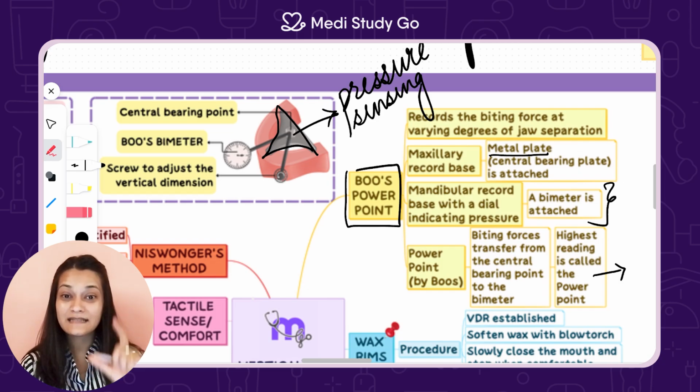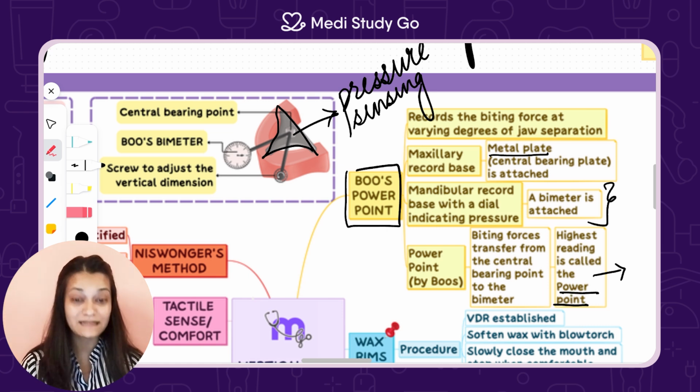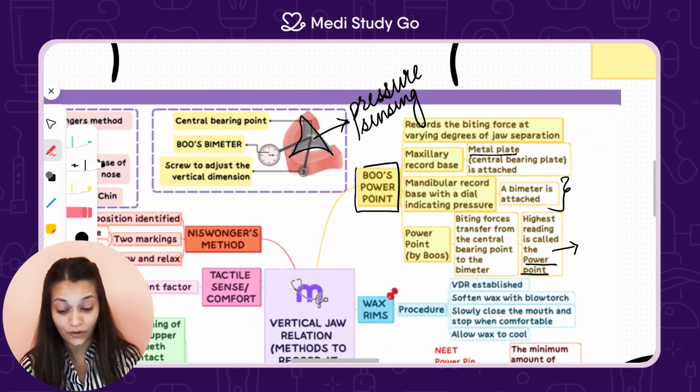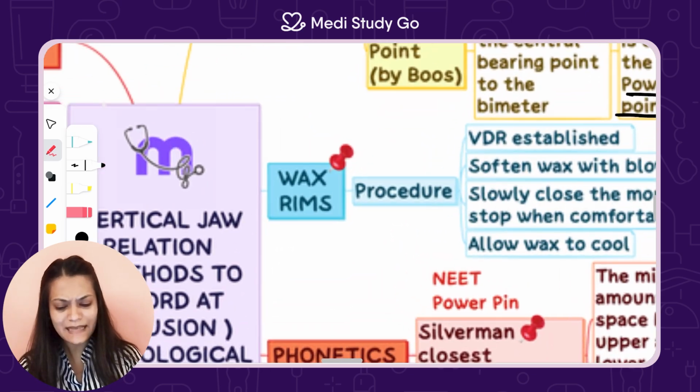Once that is at occlusion, the biting force is going to be the highest, and this is known as the power point. You record this power point and you transfer it onto your occlusal rims. Moving on to the second method.